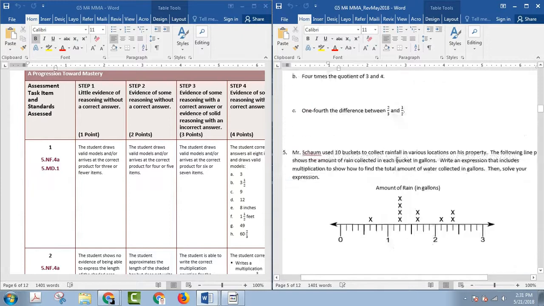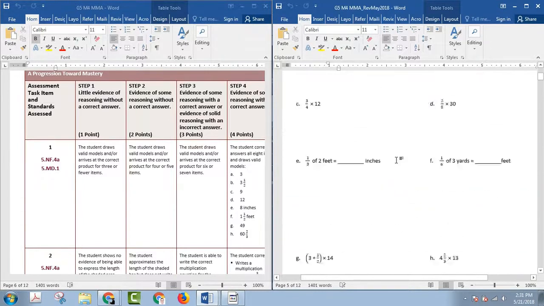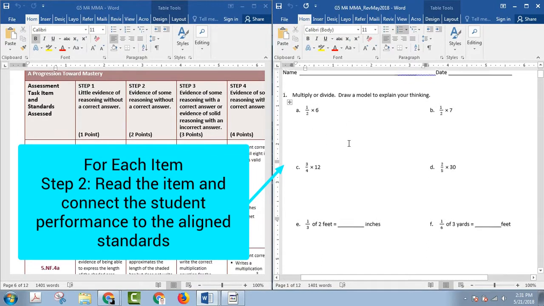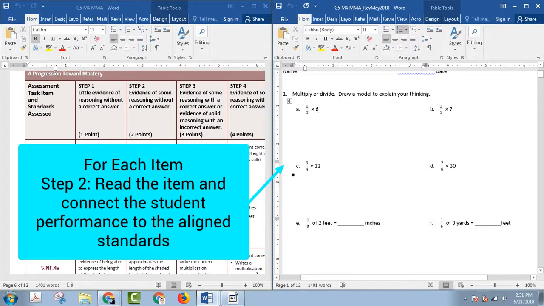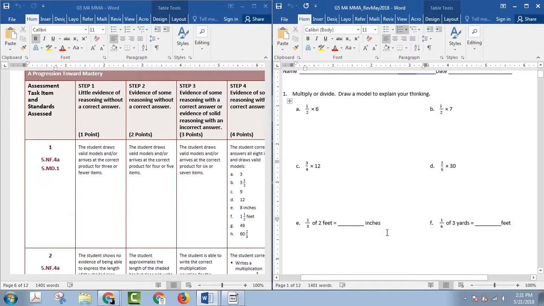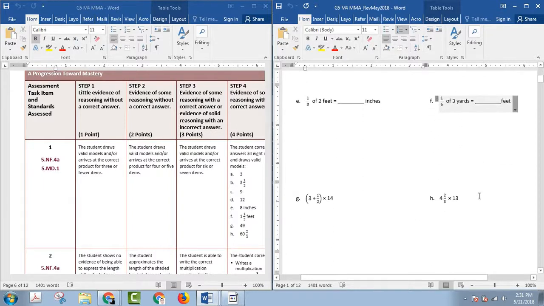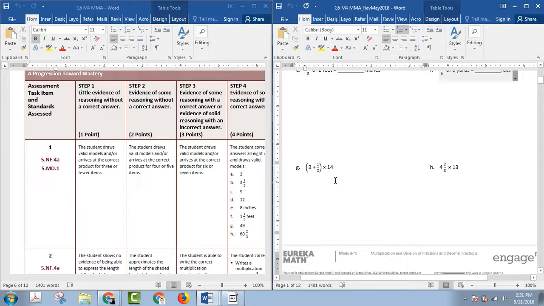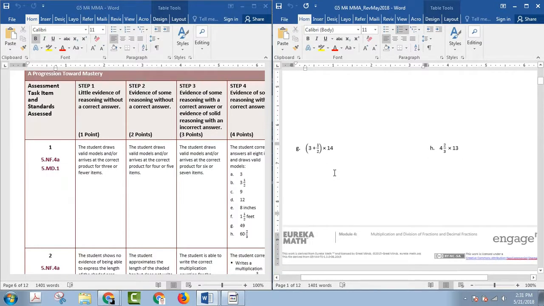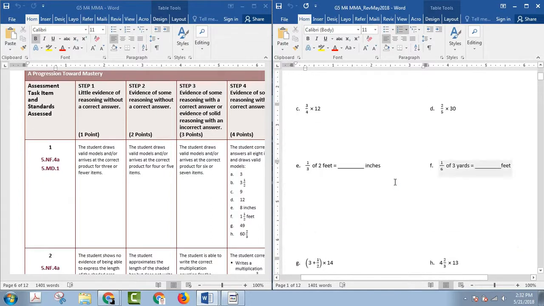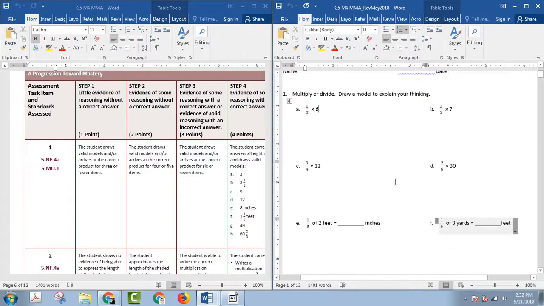Go back up to the question, and we see multiply or divide, draw a model, explain your thinking. So we've got multiplying fractions times whole numbers up here in A, B, C, and D, and then we've got converting units. And then we go back to multiplying whole numbers times mixed numbers in this case. Okay, so how do we evaluate this?